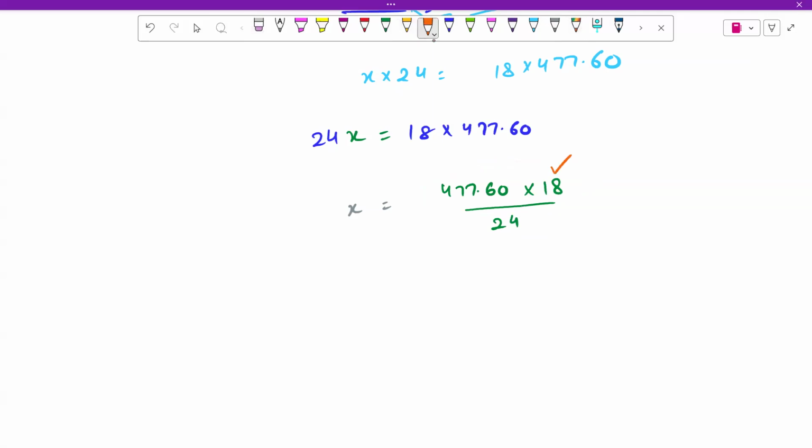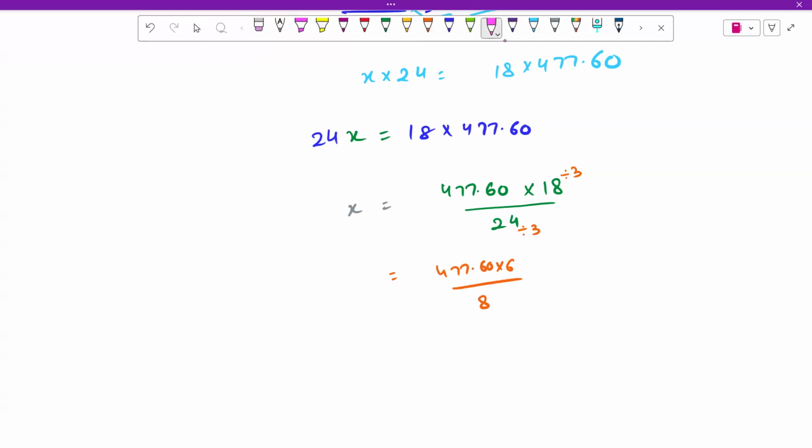Now, what do you think? Can 18 and 24 go on the same table? Because they are the smallest numbers. So that means this can be divided with 3. You're saying 3 or 6. Which number would you like to choose? Choose 3. Let's go with 3. What do we get? 6 over 8, and 477.60 remains as it is.